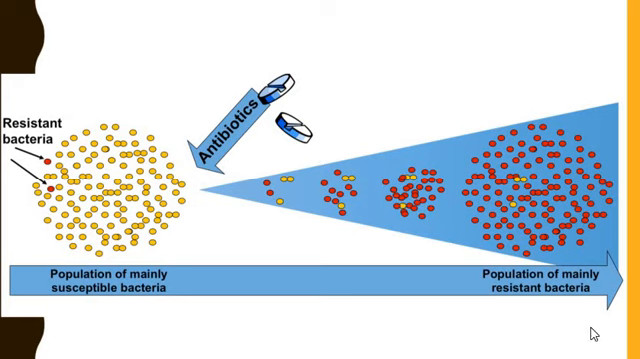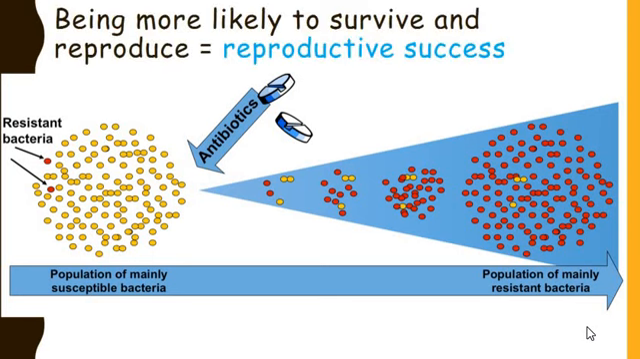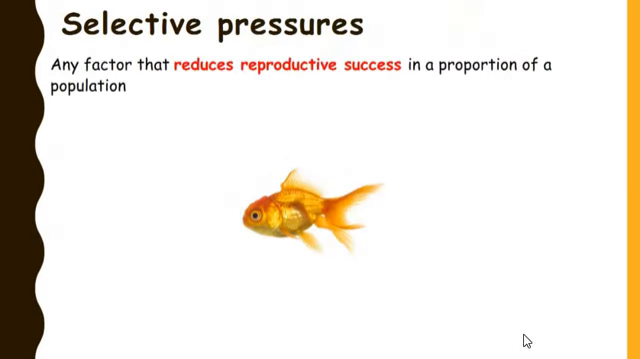Okay, so when I say reproductive success, what it means is being able to survive and reproduce. It's just a fancy way of saying that. But this phrase, more likely to survive and reproduce, is really, really key in evolution, and we'll see that in a bit. Now, in terms of selective pressures, that's any factor that reduces this reproductive success in a proportion of a population. Okay, so anything that causes some organisms to be less likely to survive and reproduce.